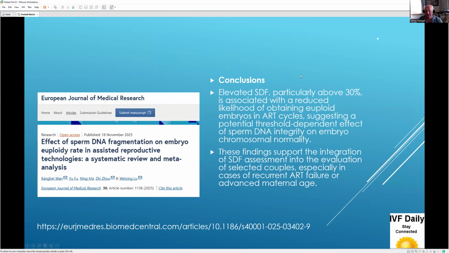So they concluded that elevated sperm DNA fragmentation, particularly above 30%, is associated with reduced likelihood of obtaining euploid embryos in ART cycles, suggesting a potential threshold-dependent effect of sperm DNA integrity on embryo chromosomal normality. These findings support the integration of SDF assessment in the evaluation of selected couples, especially in cases of recurrent ART failure or advanced maternal age. And that, my friends, is the key statement.